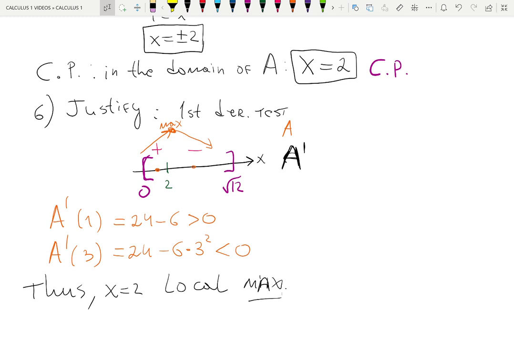If x equals 2 is a local maximum, how can we know that it's also a global maximum? That is because it's the only critical point we have. The function doesn't change direction to create another critical point to get another maximum, which might be larger or smaller. Thus, the local maximum becomes the global maximum.